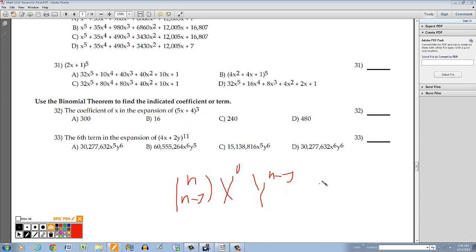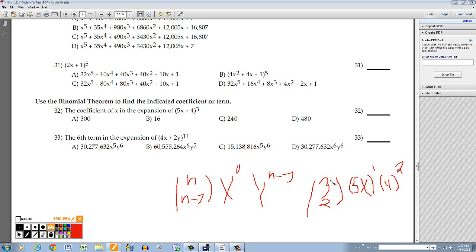This would be 3. Then this would be 5x to the first power, because you want the coefficient of x only. So this has to be x to the first, and this over here should be a 4, and by the formula it should be n minus j. In this case j is 1, so this should be 2. If you look at the formula, this has to be the same as that, so there has to be a 2 here.